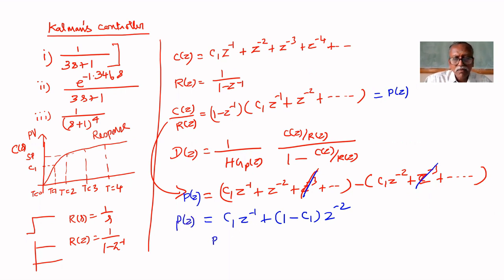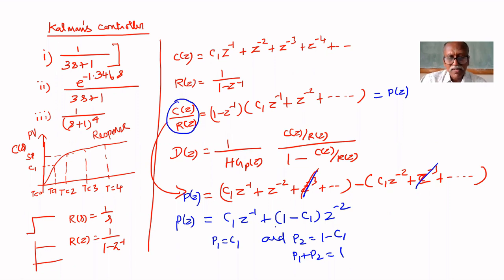Let us assume that P1 equal to C1 and P2 equal to 1 minus C1. Therefore, P1 plus P2 equal to 1. If you add these two, C1 gets cancelled and P of Z equal to P1 plus P2 equal to 1. So we can call C of Z by R of Z equal to P of Z when P1 plus P2 equal to 1. Then only the given assumption is true.